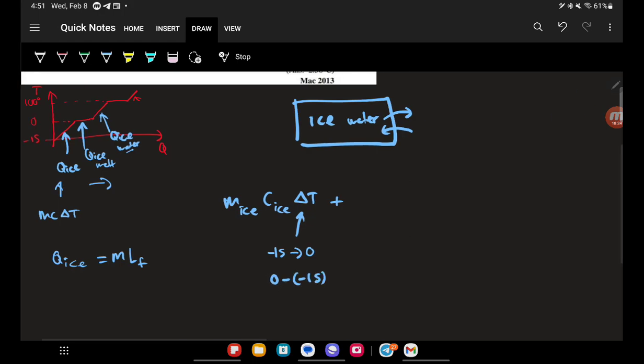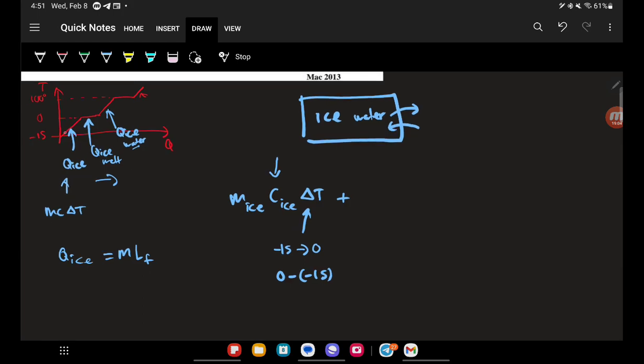Okay, then the next step is the melting process, and presumably it is going to melt because 25 degrees Celsius is above the melting point. So presumably the amount of water is enough to melt the ice. In this process, the first part is where the ice goes from negative 15 degrees Celsius towards 0 degrees Celsius, which is the first incline here.